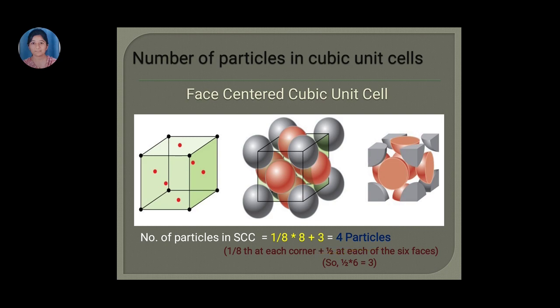I'll repeat, there is 1/8 atom at each of the 8 corners in the face centered cubic unit cell, that is in the FCC, and in addition there is half atom present at each of the 6 faces, so we'll be multiplying half by 6, hence we get 3. And if we add all these atoms, we will get 4 particles. That means 4 particles are present in all in the face centered cubic unit cell. So this is all about the number of particles in cubic unit cells.